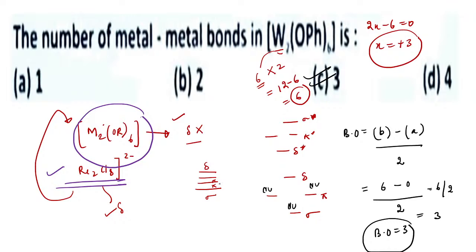Why do we not go by the 18 electron rule? See, in these cases, this is the specific method for these type of complexes. Sometimes we have a delta bond, so we have to go with this method. Just to get the correct answer, this is the most appropriate method that you should use for these type of questions. Just remember, whenever you have this type of complex, M2OR6, you have to use this method.